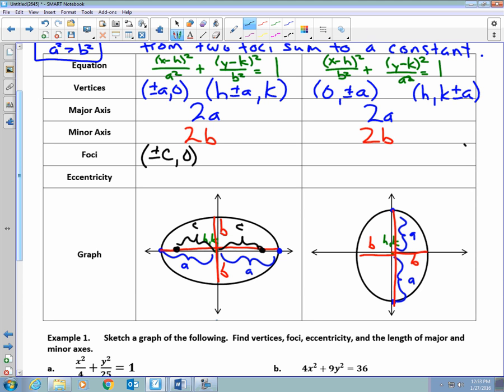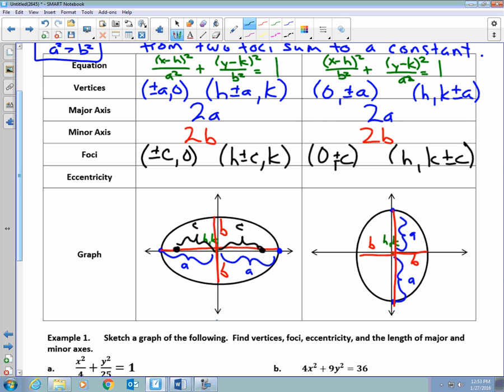If it is shifted, will that affect the h value or the k value? H, so it will be h plus or minus c, k. And just the opposite for the other side. If it's vertical, then it will be 0 plus or minus c, and that will affect the k value.